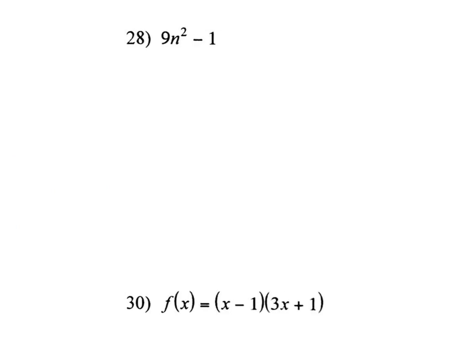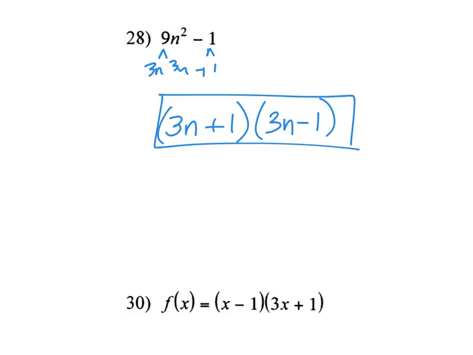All right, question 28, similar. 3n, 3n. 1 is just -1 and 1. So my final answer is going to be 3n plus 1, 3n minus 1. And until you feel really confident about what you're doing, you should keep checking that inside-outside section to make sure that it is giving you what you need.